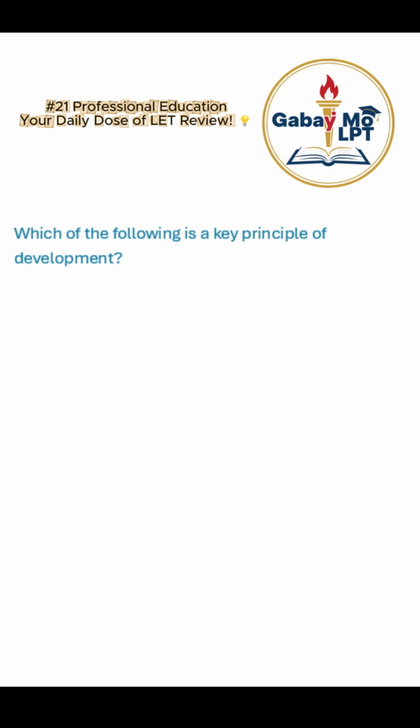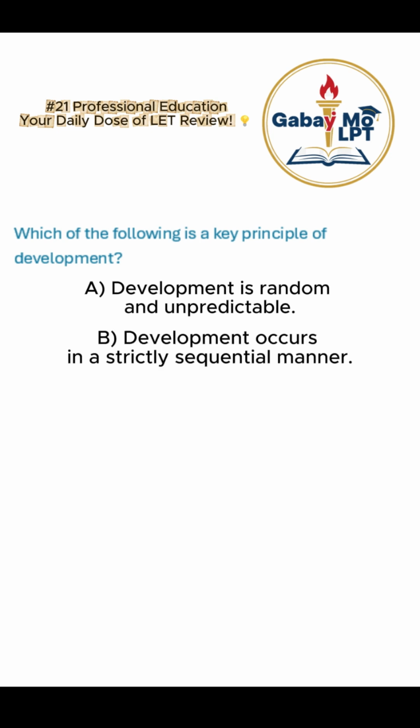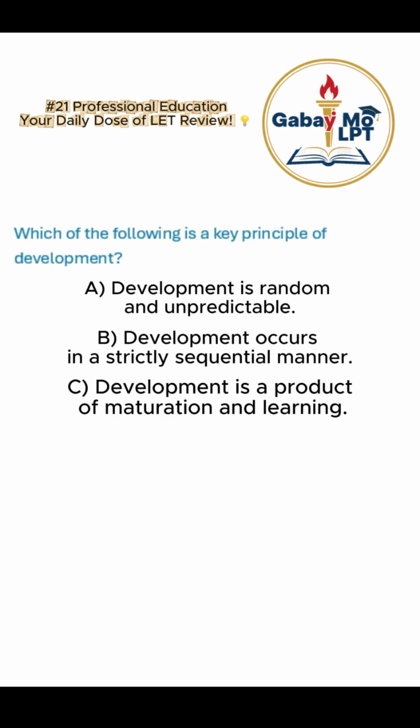Which of the following is a key principle of development? A. Development is random and unpredictable. B. Development occurs in a strictly sequential manner. C. Development is a product of maturation and learning. D. Development stops after adolescence.